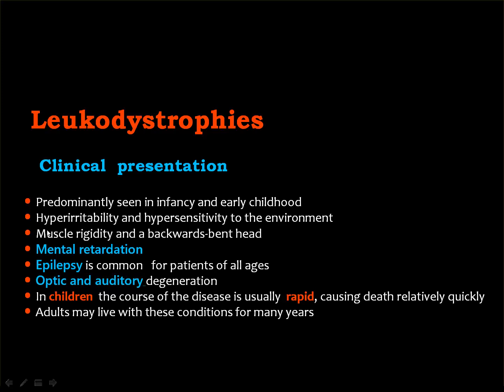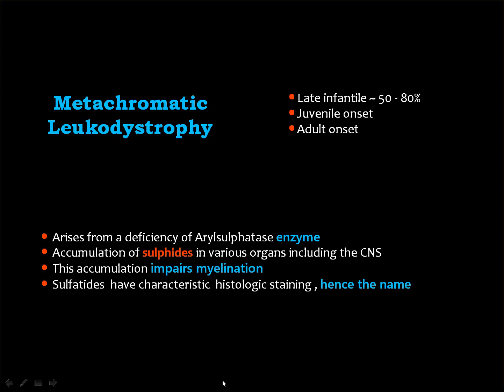There is hyperirritability and hypersensitivity. There is mental retardation, epileptic seizures, and optic and auditory degeneration. The course in the children is very rapid, and the mortality is high, while that of the adult onset has a little bit more benign course.